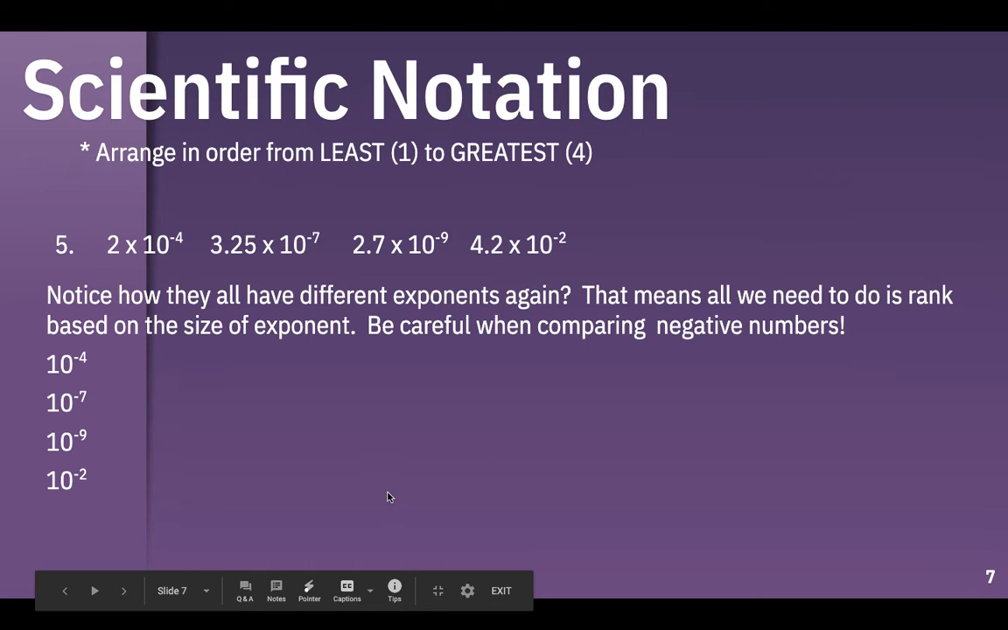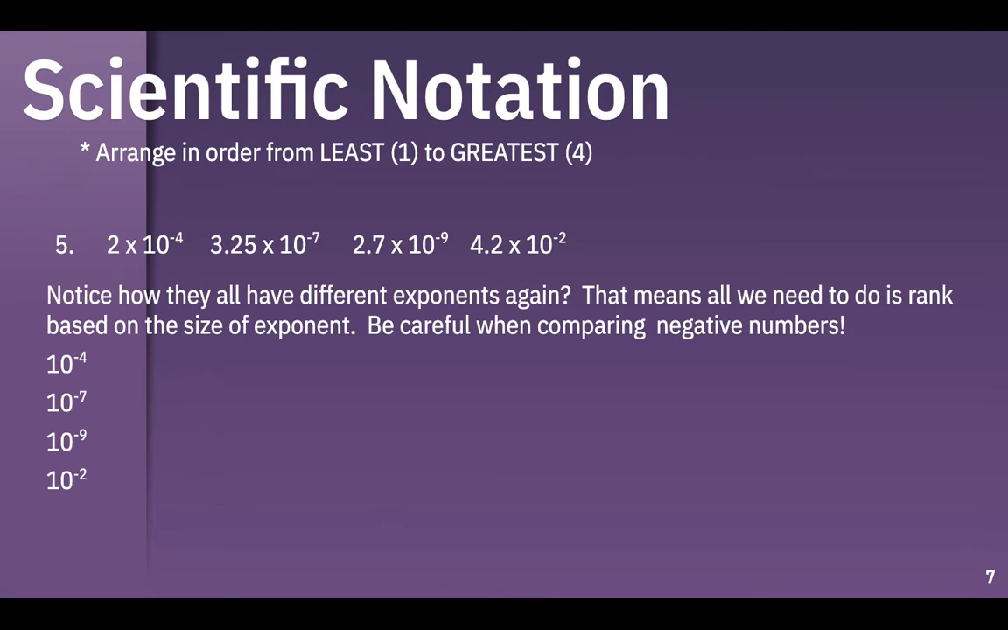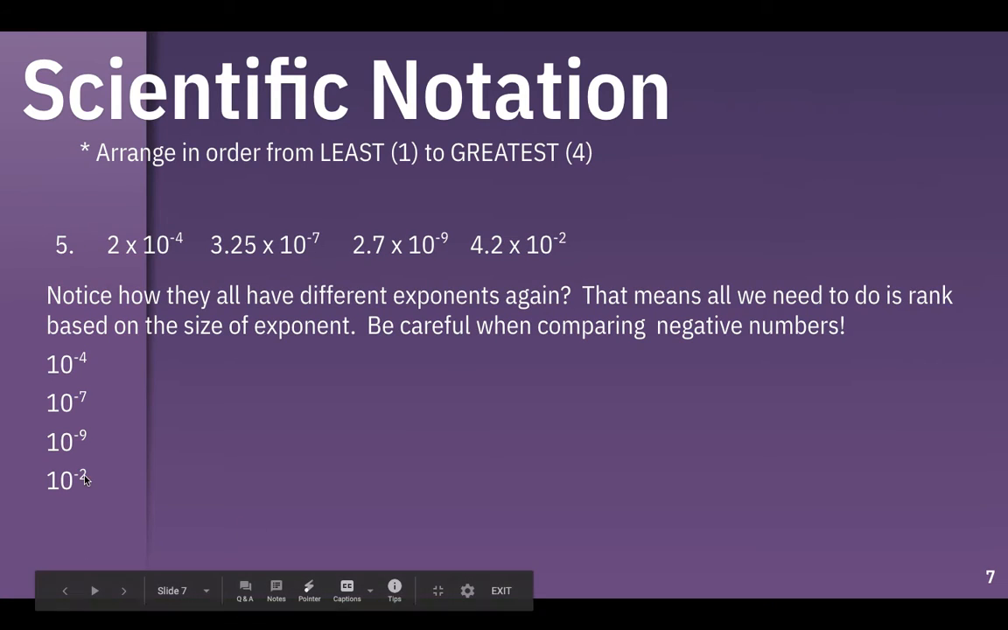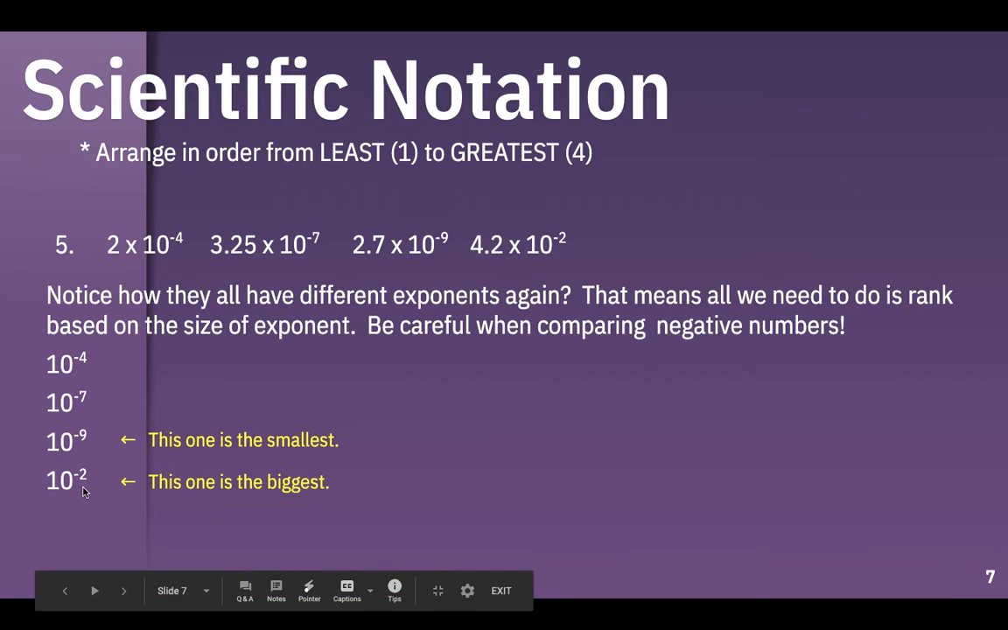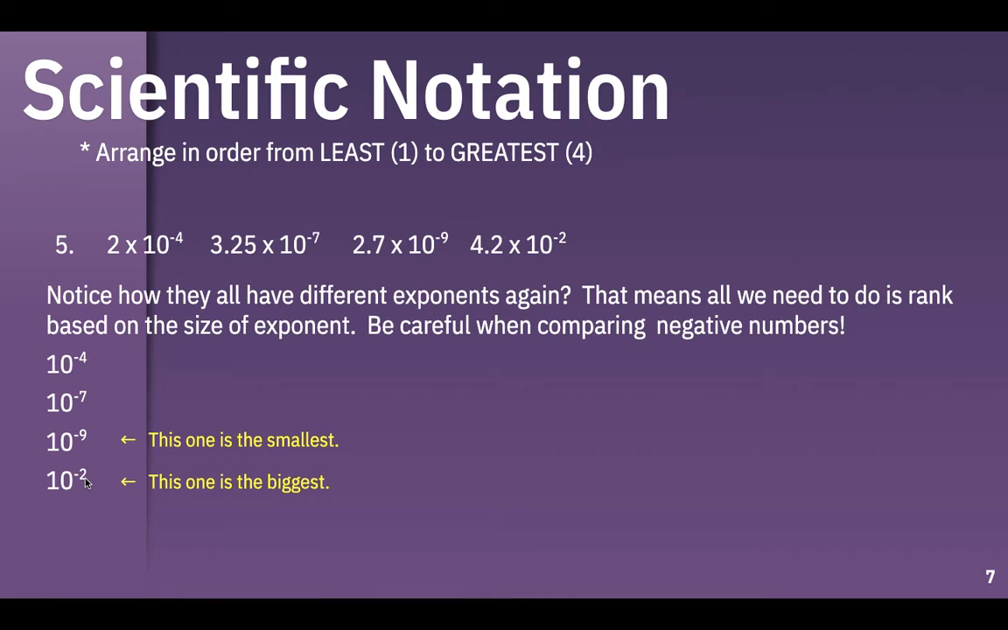So when we're talking about negatives, our smallest number is going to be our biggest negative. So 10 to the negative 9th will be our smallest. Our number closest to 0 is going to be our biggest. So 10 to the negative 2nd is closest to 0. And then this one, 10 to the negative 7th, is the next smallest because negative 7 is smaller than negative 4. And 10 to the negative 4th would be our third.